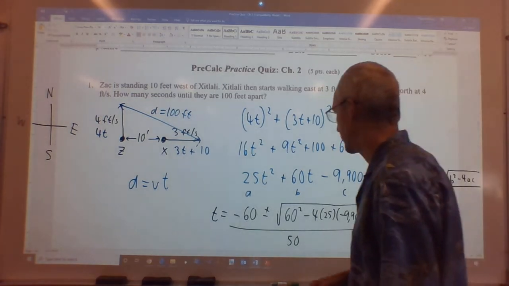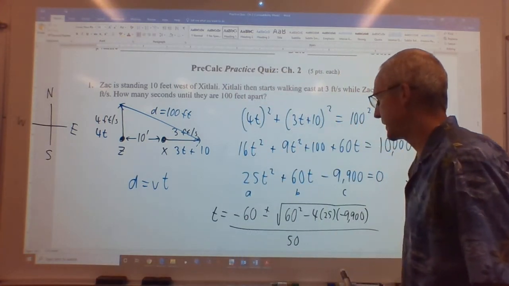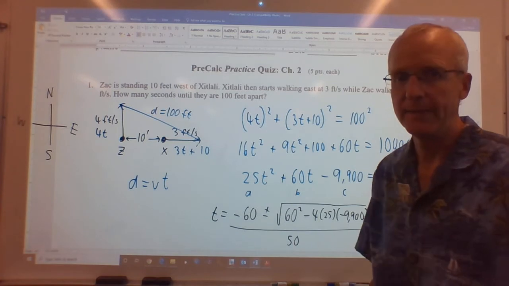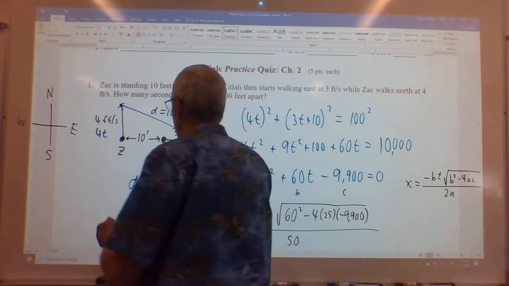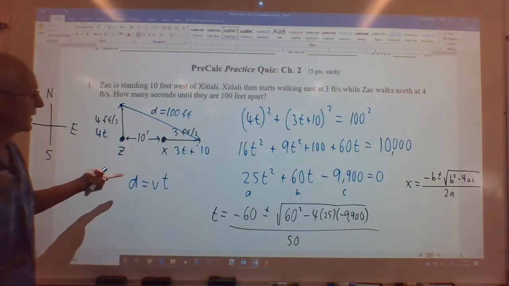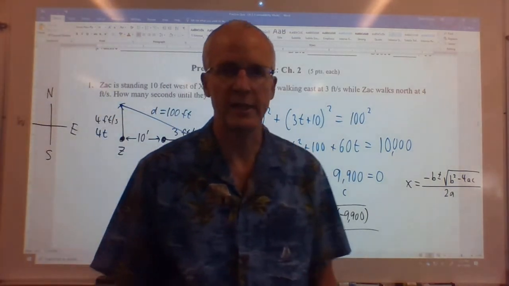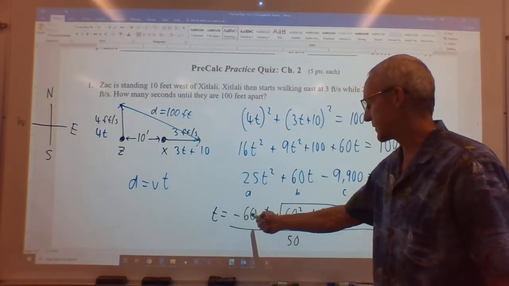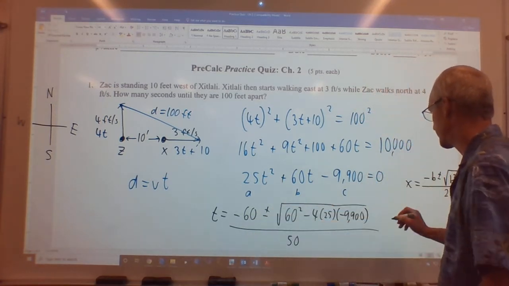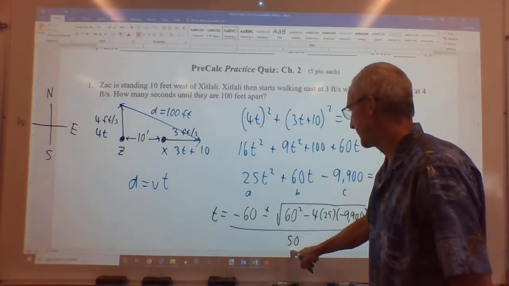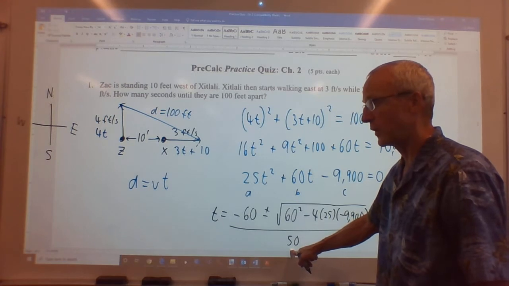Okay, so now we just got to be really careful. We want it to be a positive t. Negative t means in the past. If we go backwards, then Zach would have been over here, and Zitlali would have been over here, and at some point in the past, they would also have been 100 apart, but we're not interested in that one. So clearly we want the plus. Since this is negative, we don't want another negative, that'll make it negative. We'll take the plus. So this is negative 60 over 50, which is negative 6/5.